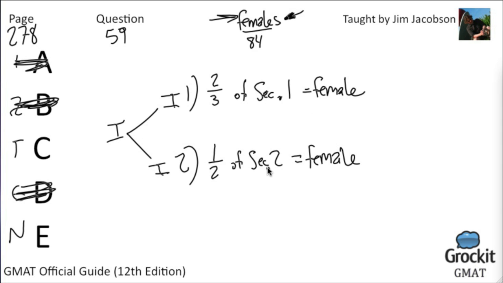Even in conjunction, these are very different. There's no indication that these 2 sections are the same size. If section 1 is much larger, that creates a very different fraction than if section 2 is the much larger one, because if 2/3 are female, then you have a much larger total number. So even in conjunction, these 2 statements are insufficient. We cannot use the 2 of them together, and so the answer is choice E, neither statement on its own nor in conjunction is sufficient.